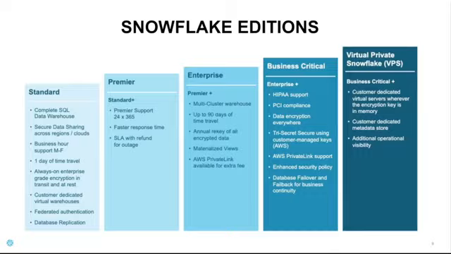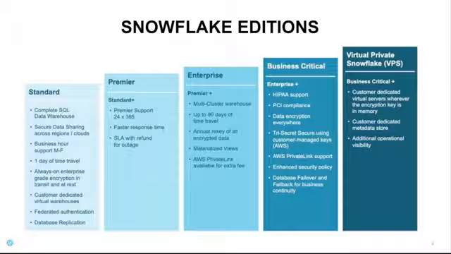Now, after the enterprise version, you will have two editions specific to your own requirements. The first one is business critical. This contains all the features of enterprise plus standard plus premier. Along with that, it also supports HIPAA, and it is also PCI compliant.